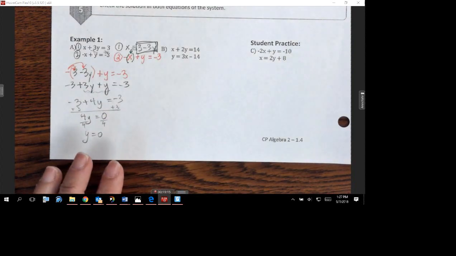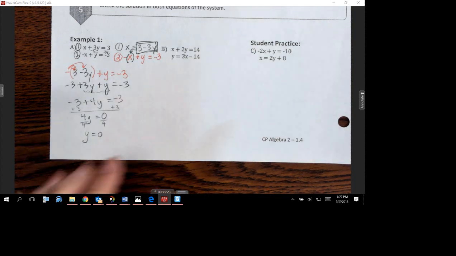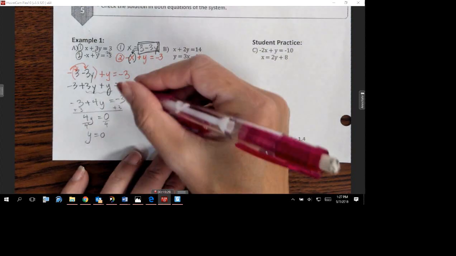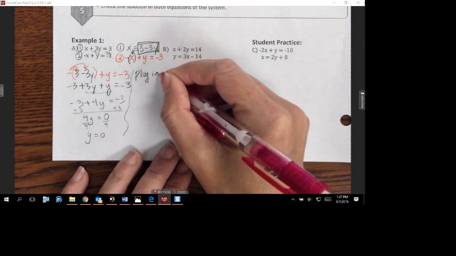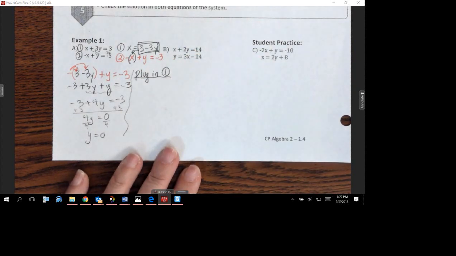But our answer should be what? What was our answer like on the front of the page? What kind of thing is our answer? An ordered pair, correct. Do I have an ordered pair? I only have the y part. So what you have to do now is plug in whatever we found, which is y, into equation 1. We plug into equation 1.